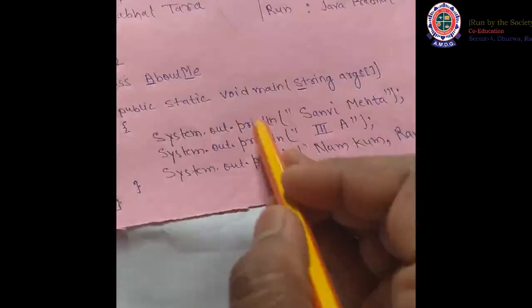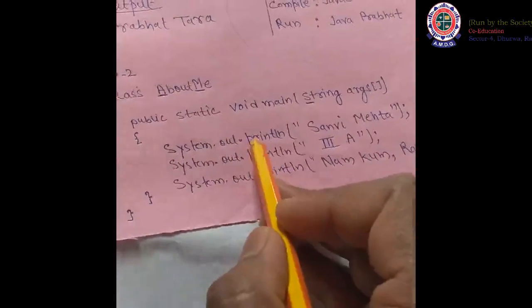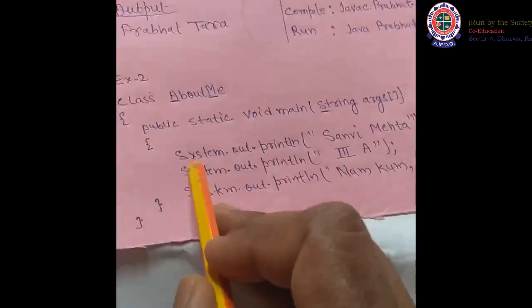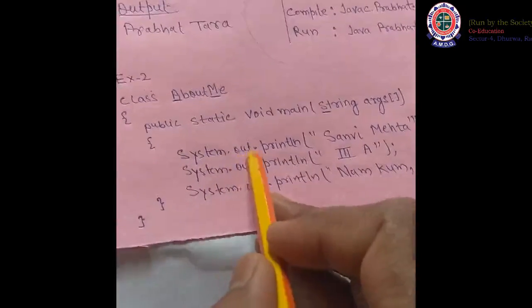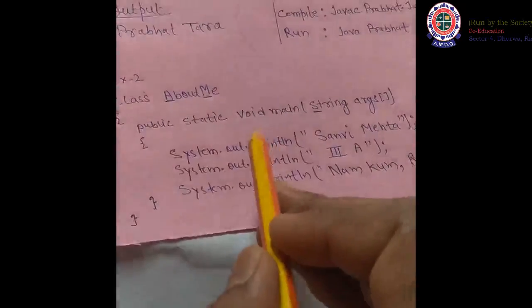Why is this coming in a single line? Because instead of writing ln, I have written only print. So System.out.print displays the value in the same line. In place of print, if you use System.out.println, it will display the value in a different line.